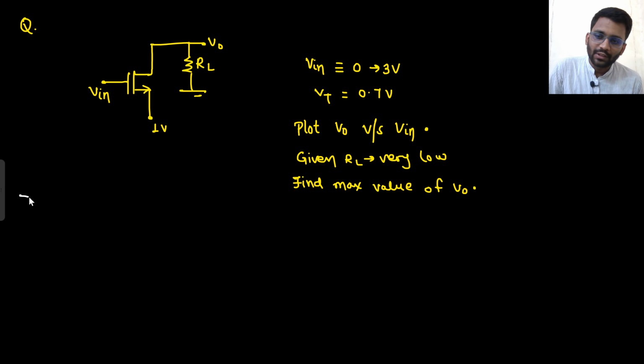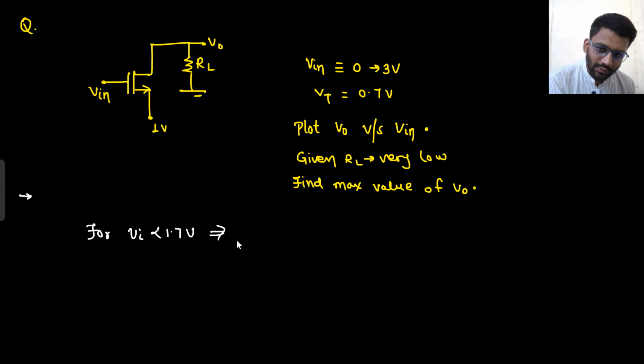If I ask you one question, what is that question? I am asking you, what is the minimum value of Vin at which the transistor turns on? Approximate value. What should be the approximate value of Vin at which the transistor turns on? You are sweeping Vin voltage from 0 to 3 volt. What is your answer? 1.7 volt. Is that your answer? That means you want to say that for Vin less than 1.7 volt, MOS is off.